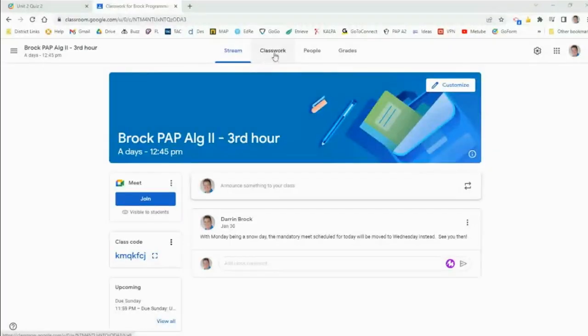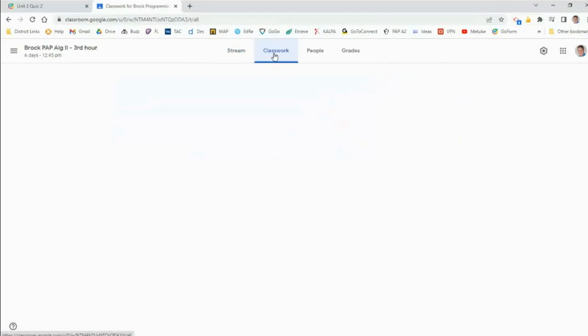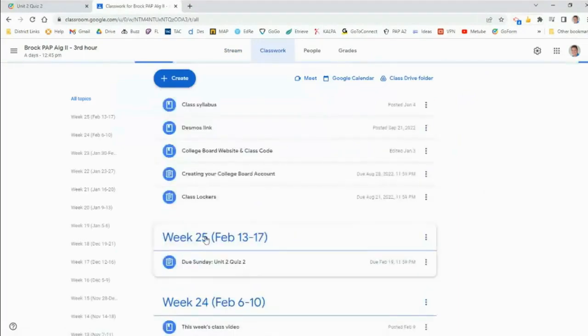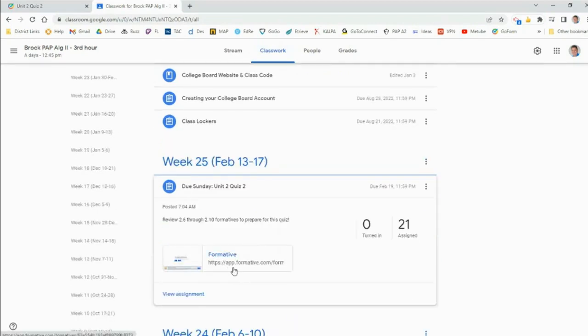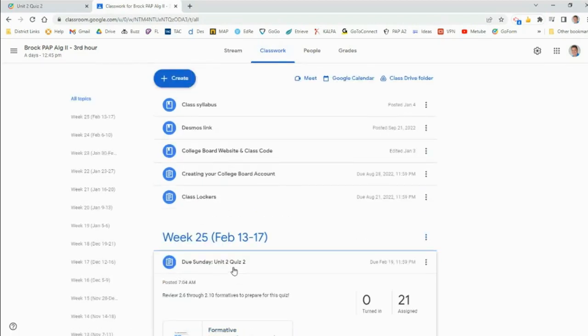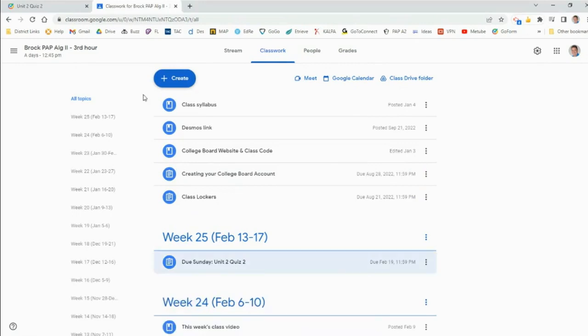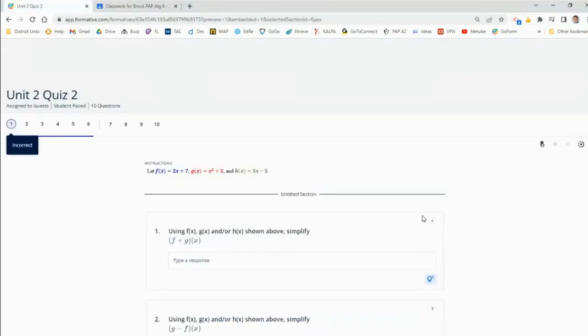If we go to the classwork tab here in Google Classroom and look at the week of February 13 through 17, due Sunday, Unit 2, Quiz 2. We're wrapping up this section that we've been studying with this quiz. So there's no new lesson this week. We're quizzing over what we've been doing in January and up to this point of February. So let's take a look at that quiz right here. I got it pulled up.